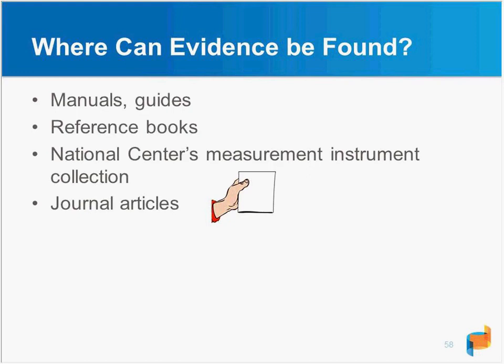You can, of course, find validity data about instruments in the National Center's measurement collection. Each tool has a descriptive profile that includes citations as well as a summary of validity data from the primary article. But the best source of information comes from journal articles. And having spent a fair amount of time looking for validity evidence in journal articles, we have prepared a handout for you with some tips. And hopefully you will find this helpful.